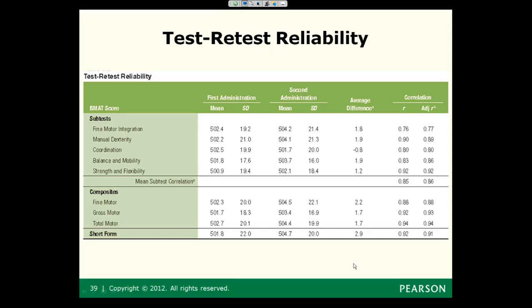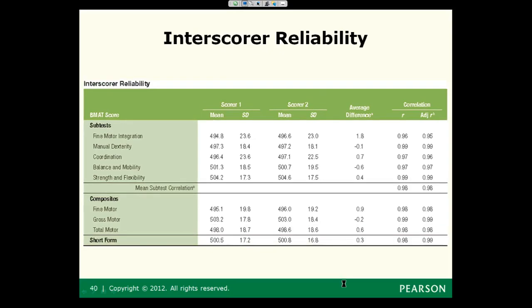Now, based on that criteria, the test-retest reliability of the fine motor integration subtest is fair, and the reliability of all of the other scores is good to excellent. That really does indicate that the occasion of testing does not have a pronounced effect on the BMAT scores. In terms of interscorer reliability, the adjusted correlations are considered the best reliability indicators, and all of the adjusted interscorer reliability coefficients in this table approach a perfect 1.0. That means the different scorers provided almost identical item scores, which resulted in almost identical scores across subtests, composites, and the short form.